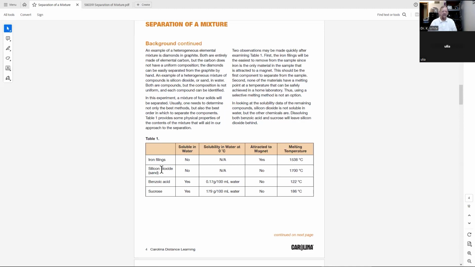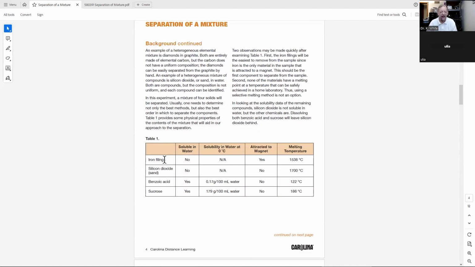You'll be using iron filings, sand. Oh, I got sidetracked by sand. Benzoic acid, which is an organic chemical, and sucrose. Sucrose is an organic chemical, but you know that as table sugar.